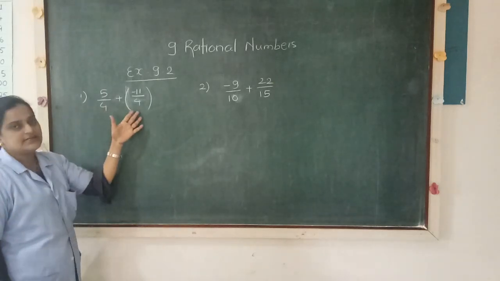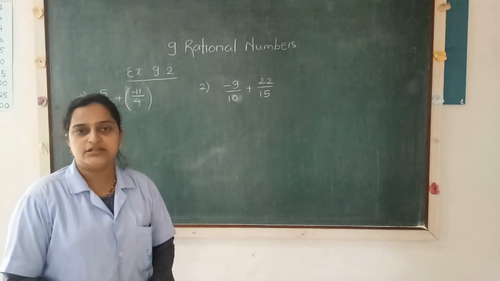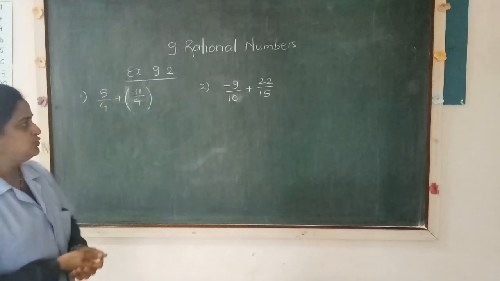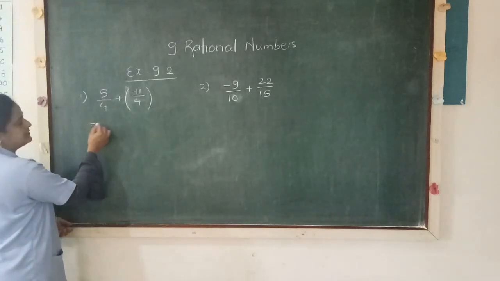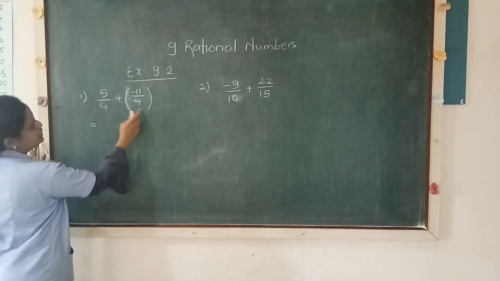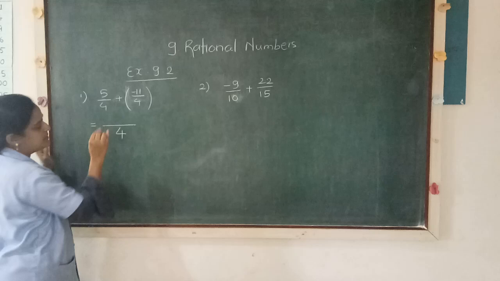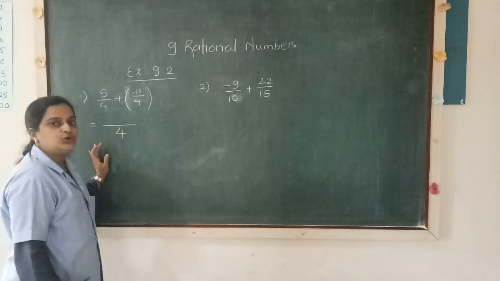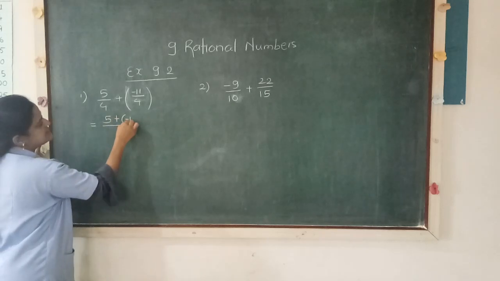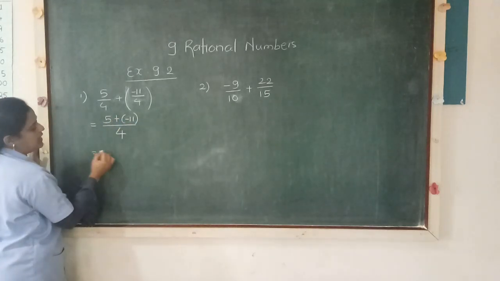Now here you can see clearly the denominators are equal, so there is no need to make the denominators equal. Simply we have to add the numerators. See the method of writing, because here is a negative sign and here is a positive sign. Now the denominators are the same, so our first step is to write the common denominator here, and then we add the numerators. So 5 plus minus 11. Okay. Now, how to add this?